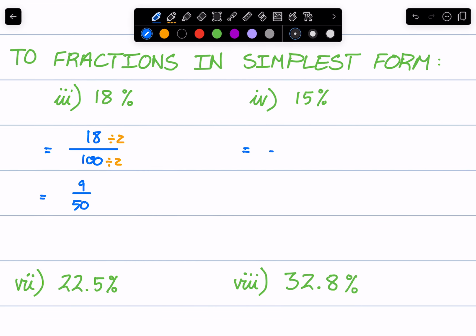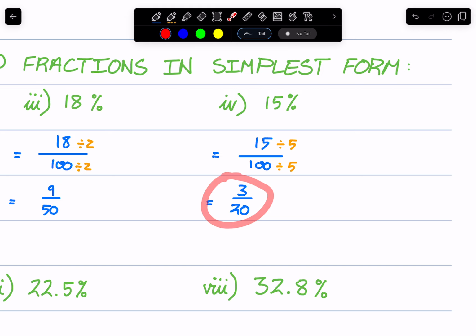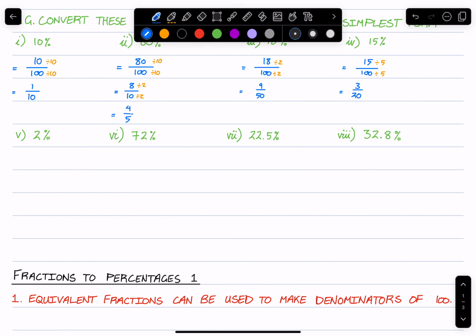With this next one, once again, it's always over 100 if we wanted to make it into a fraction. We put the percentage in the numerator. You can pause and try and figure out what we can divide these by. We can see that you can divide both of these by the number 5. 15 divided by 5 is 3, and 100 divided by 5 is 20. And so 15% is 3 over 20.